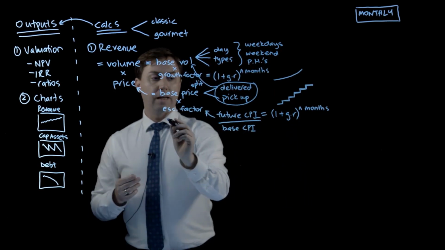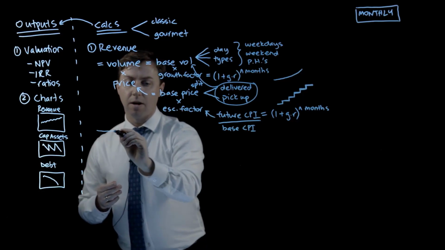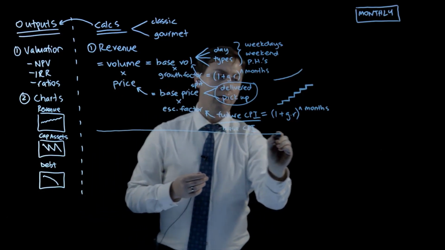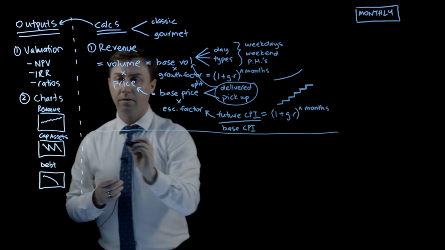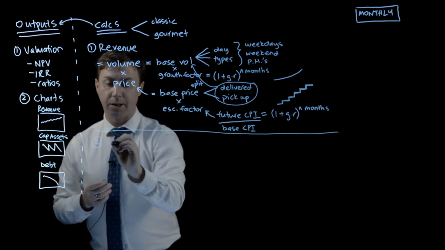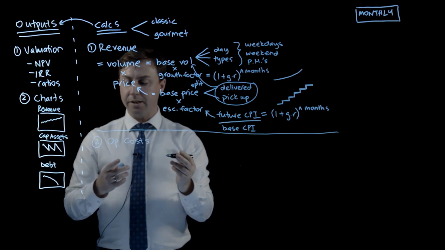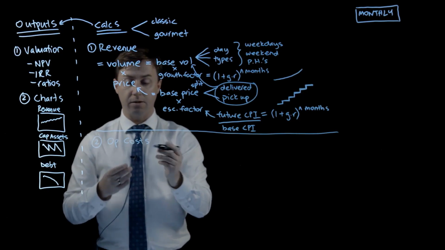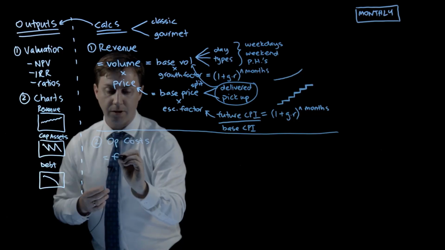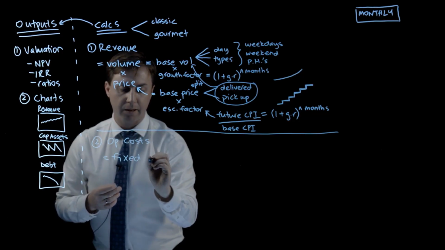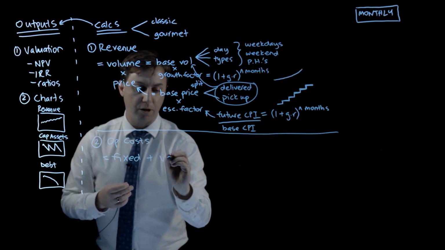Okay, well, now that we've laid out essentially what our revenue side of the equation will be, the next thing we want to think about are our operating costs. And there are two key types of operating costs that we need to reflect in our model. The first we will call fixed costs, and the second we will call variable costs.